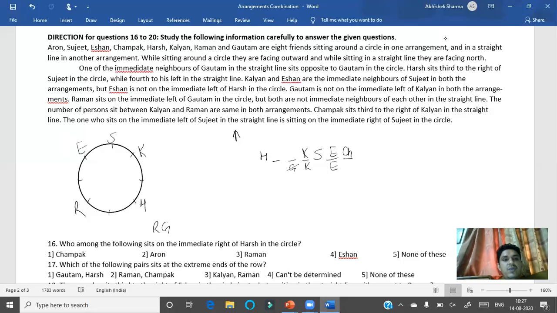Thereafter, the one who sits immediate left of Sujit in a straight line is sitting immediate right of Sujit in a circle. Immediate left of Sujit in a straight line, that is K for Kalyan, and immediate right of Sujit in a circle, that is correct. G will not be here, that means G must be here, right?